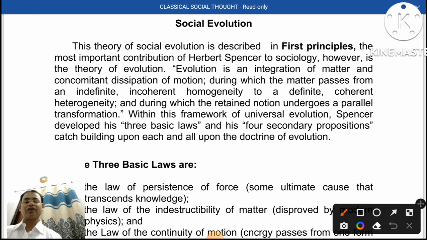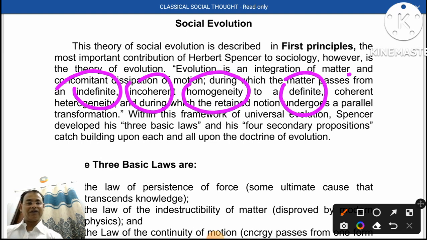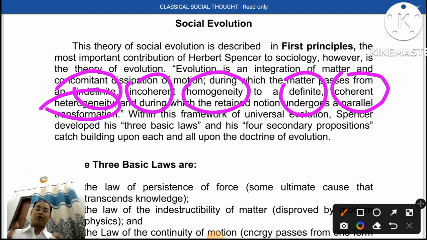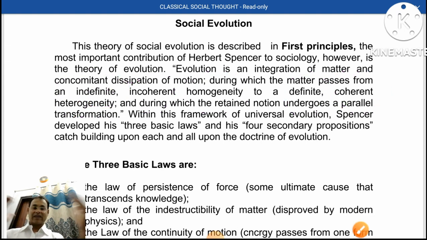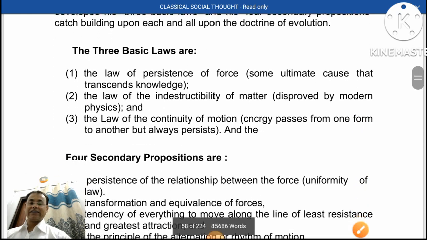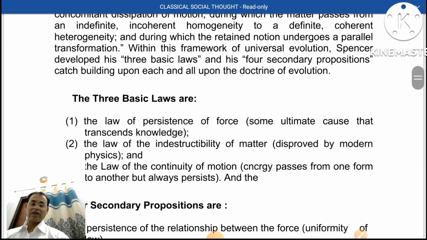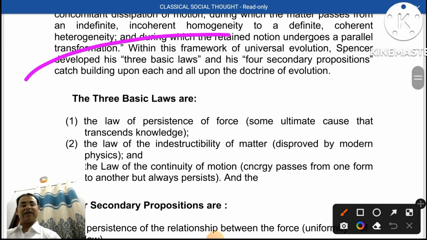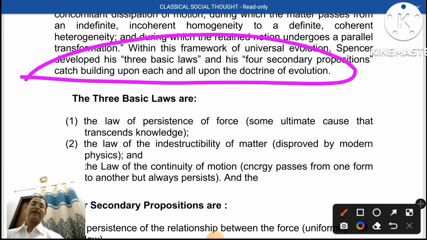So here you must remember: indefinite, incoherent homogeneity to definite, coherent heterogeneity. Society or organism passes through indefinite, incoherent homogeneity to definite, coherent heterogeneity. Herbert Spencer developed three basic laws and four secondary laws.